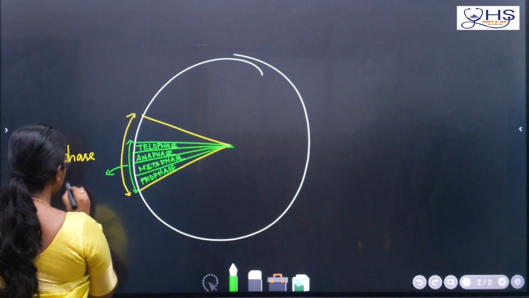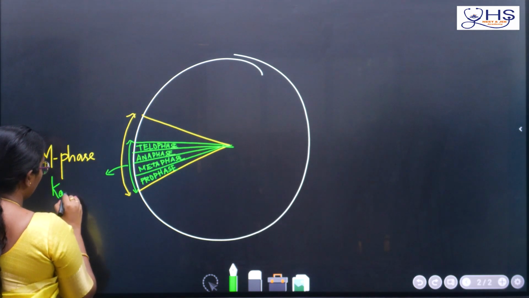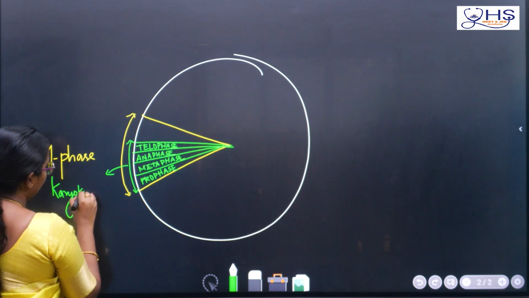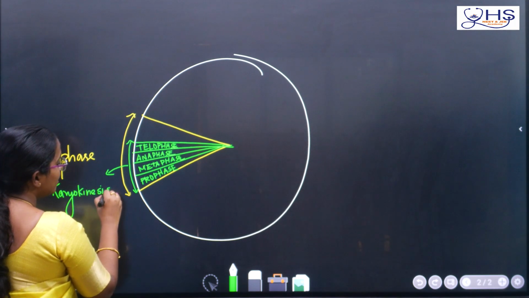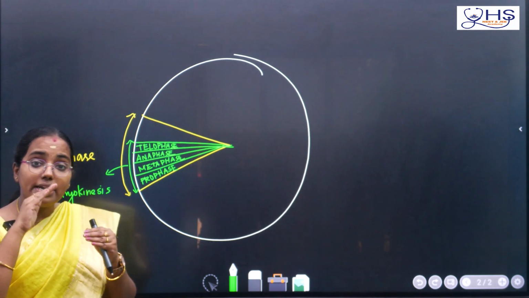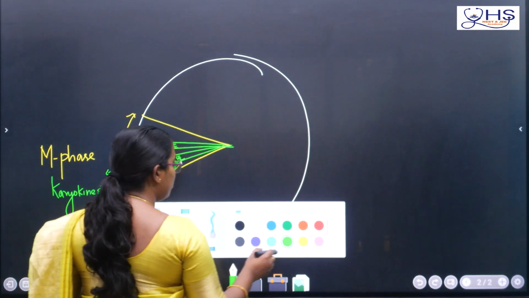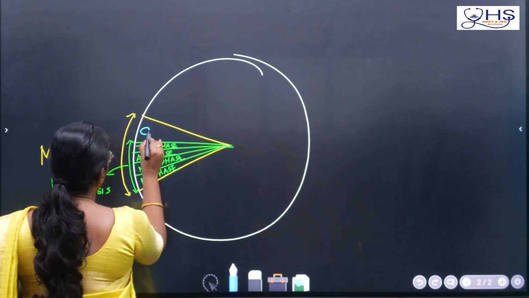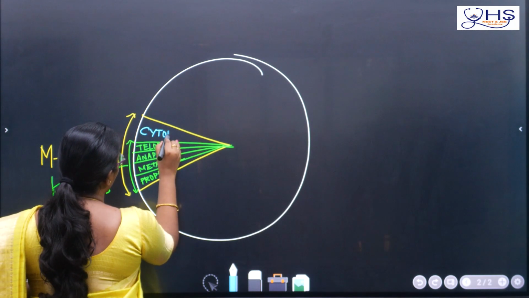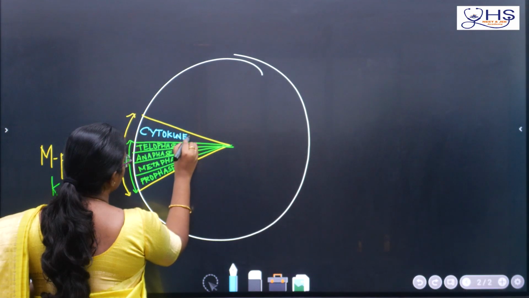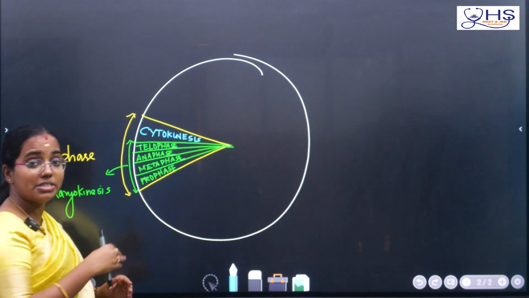How can I write this? KK, or karyokinesis. After completion of karyokinesis, that means now we are learning the order. Only after karyokinesis, which process will start? Cytokinesis. Now the rest of the portion we can mark as cytokinesis.